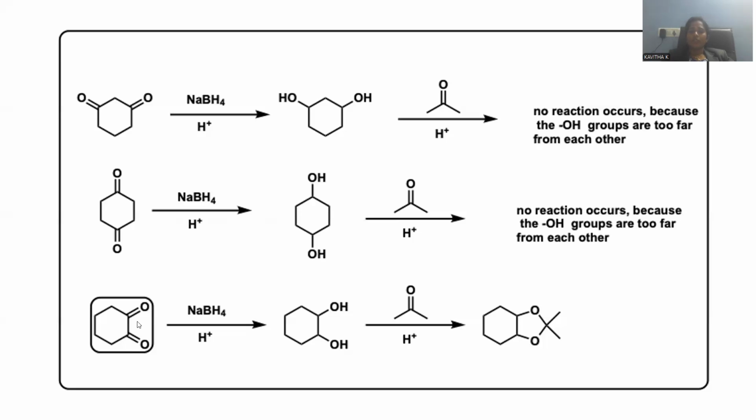But if 1,2 position ketones were taken, a 1,2 diketone, sodium borohydride will reduce. In all the cases, the duty of sodium borohydride is the same and hydroxyls will be generated. But further reactivity with acetone is possible only when the 1,2 diketone was taken. 1,2 diketone reduction gives 1,2 diol. The 1,2 diol upon reacting with ketone forms this kind of protected group. The protected group will be generated.